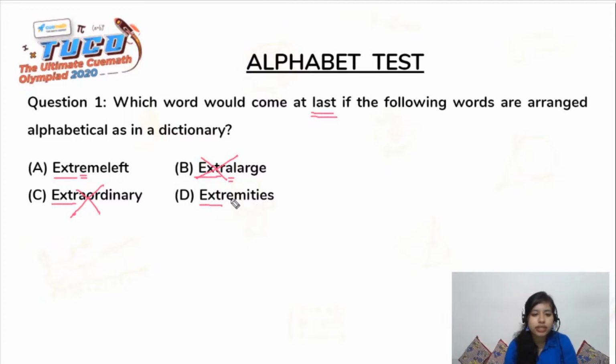Now let's check the next one, E. And we do have M, so no comparison. Then we have an E here, we have an I here. And we know that out of E and I, I is the one which comes later in the alphabet set. And therefore, when arranged in alphabetical order, it's very obvious that extremities is going to appear at the end. I hope that question was clear enough and simple enough, right?